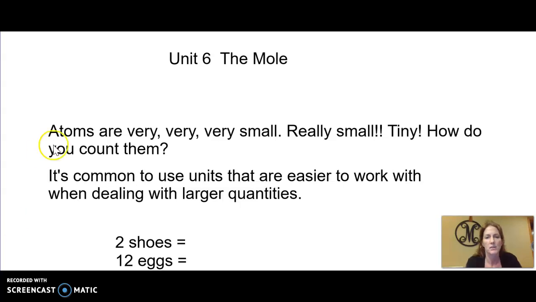Hello, welcome to your introduction of the mole. We are still in Unit 6, and this is the second part of our unit. We're going to start to count atoms. So you already know that atoms are very small.